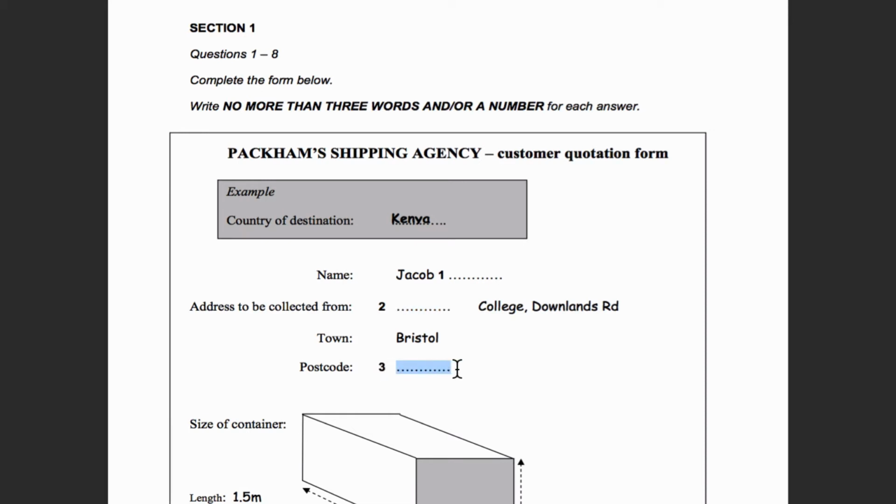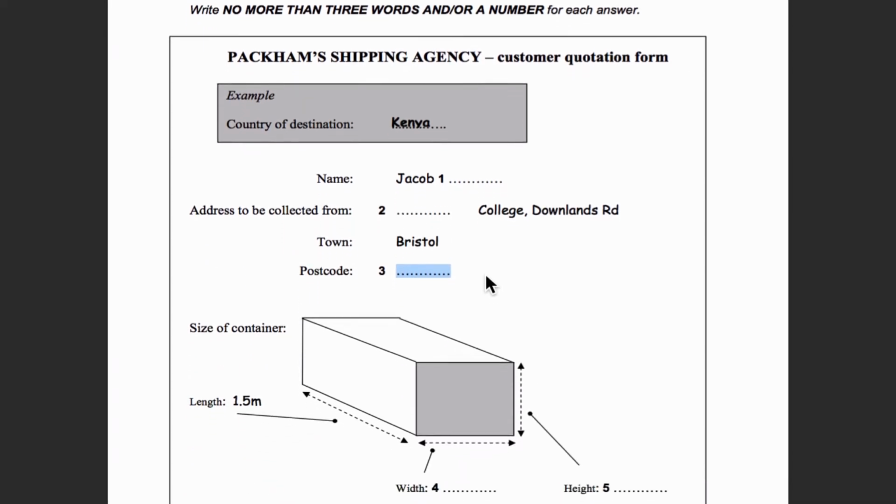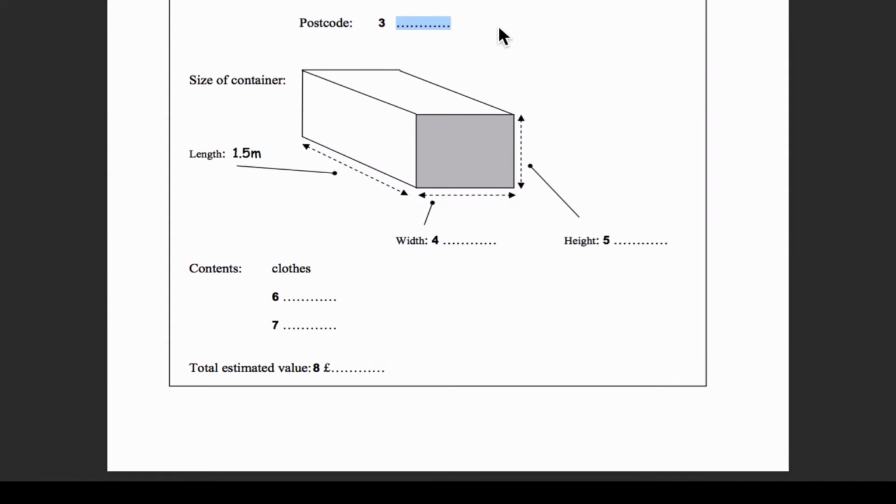Number 3 is a postcode. So this will be a combination of letters and numbers. There's no magic trick for this one. You just need to listen carefully and note down the letters and numbers.